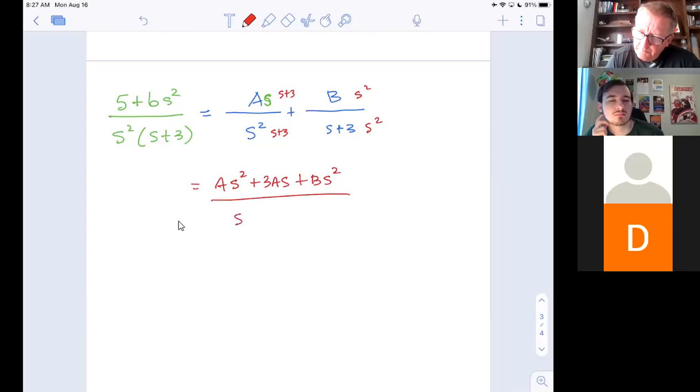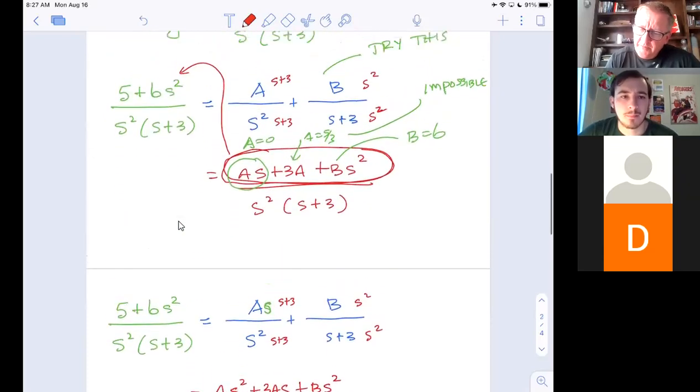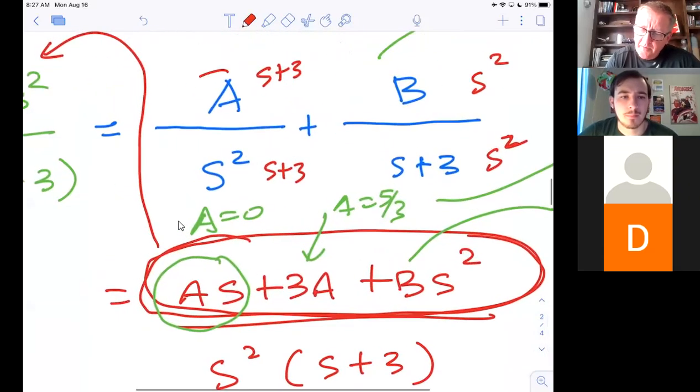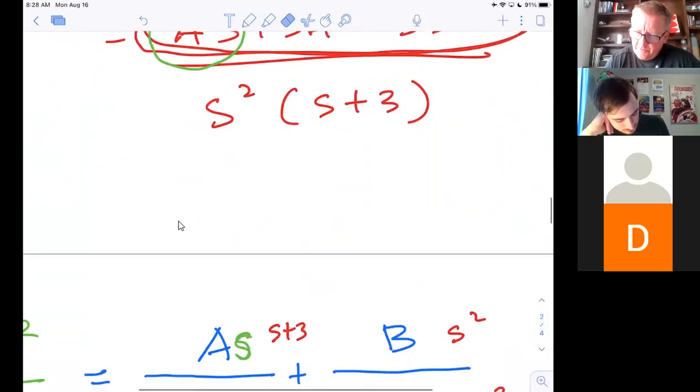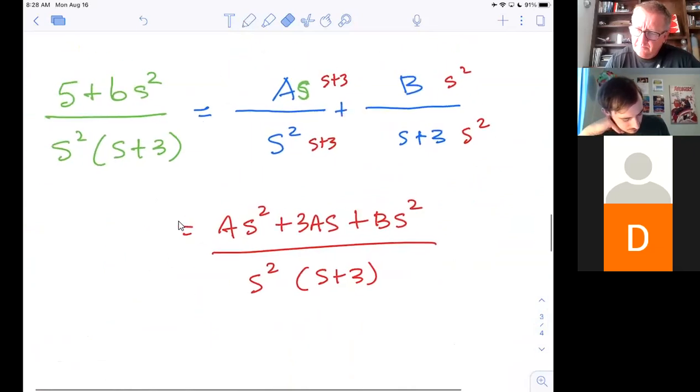Hey, Doug, if you put an S on the top, would you have to put it on the bottom? Would that become S cubed? No, because what we're trying to figure out is basically what to put up here. When I put A up there, it's kind of like A is a constant. Well, does it have to be a constant? Maybe not. Maybe it's a constant times S. I'm just guessing right now, just trying to come up with something. Is this going to work?